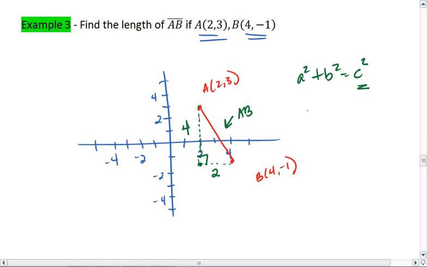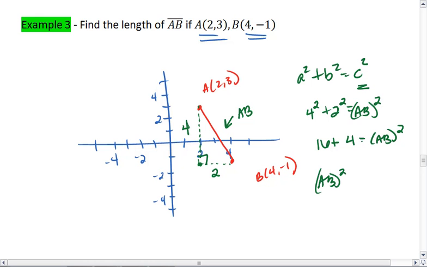So I see that 4 squared plus 2 squared equals AB squared. 16 plus 4 equals AB squared. So AB squared is going to equal 20. AB equals the square root of 20, which, if you have your nifty calculator, which you all should, you can then realize that the square root of 20 is approximately 4.721.